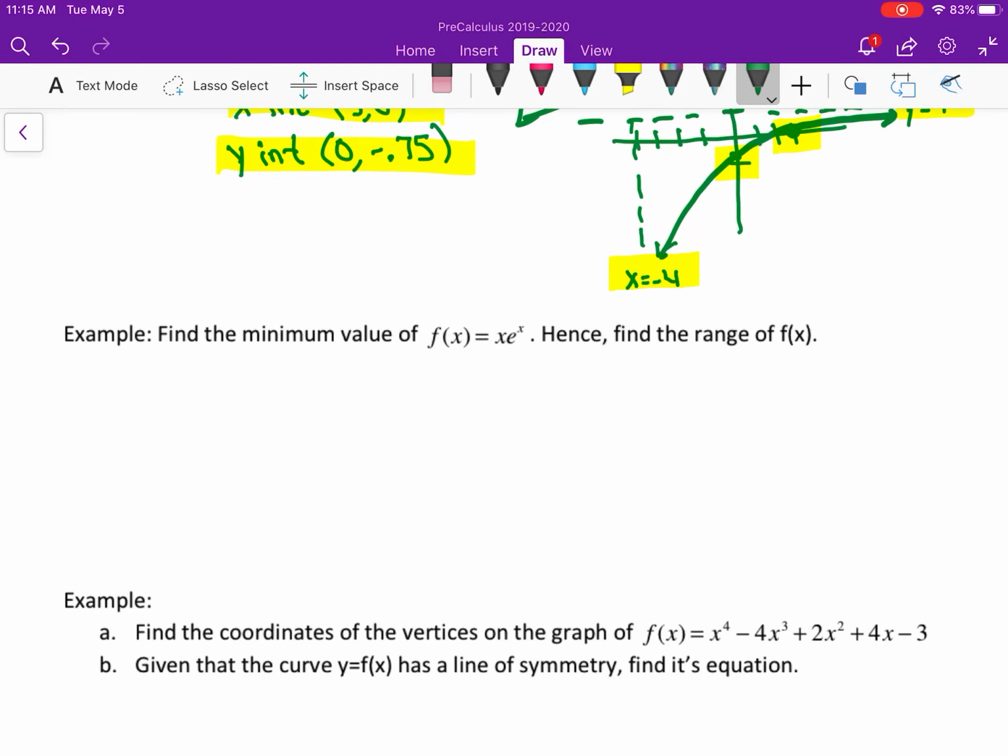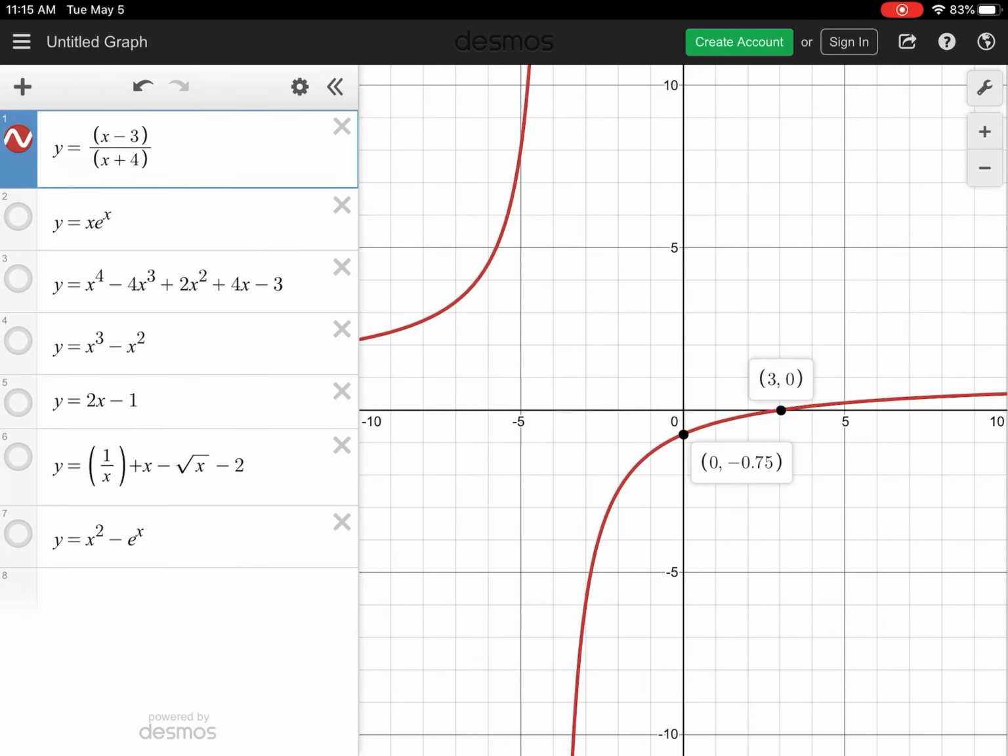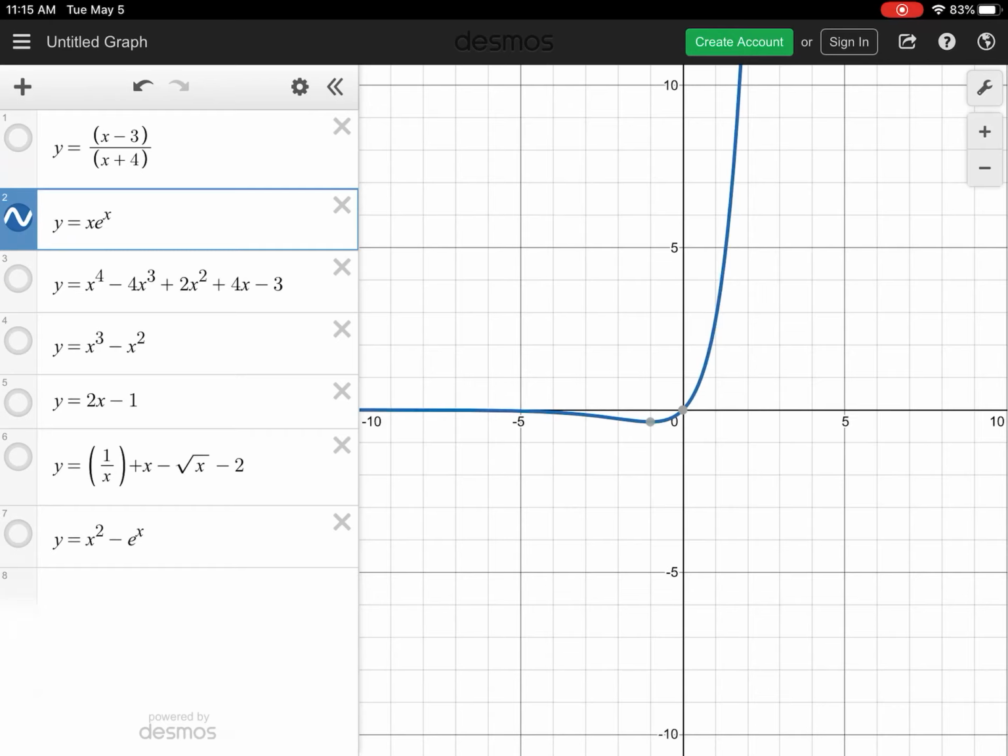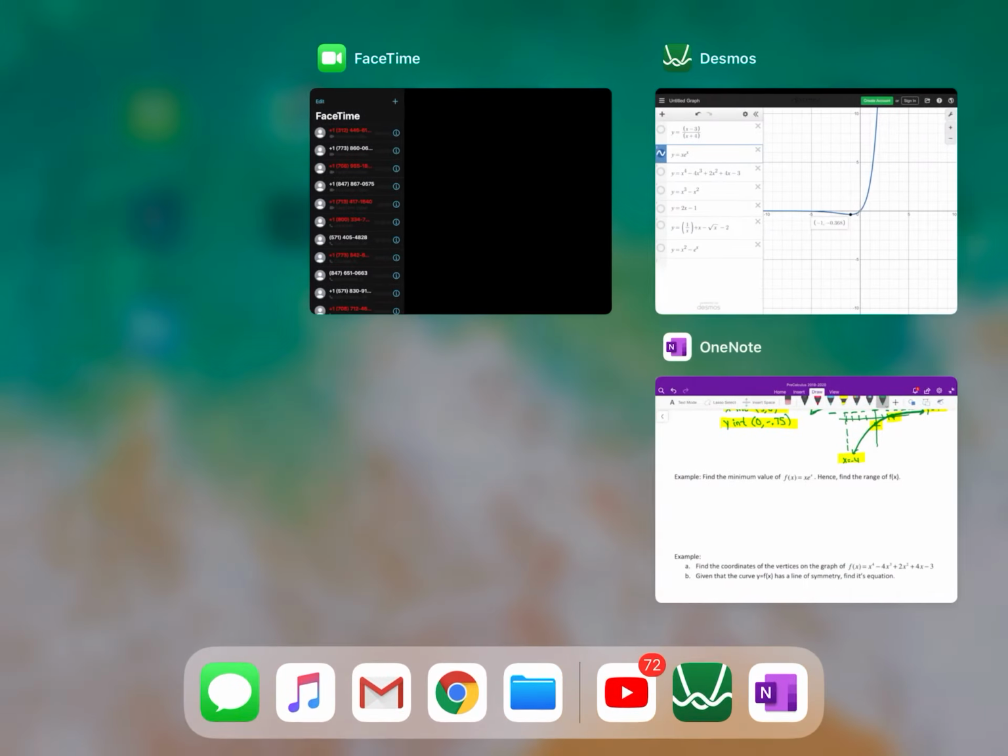All right, find the minimum value of f of x equals x e to the x. All right, so if we graph that in Desmos, I went ahead and put these in. We'll look at this graph, and this is what it looks like. And we are literally just looking for that minimum value right there. It is the lowest point on the graph. So the minimum value is -0.368.